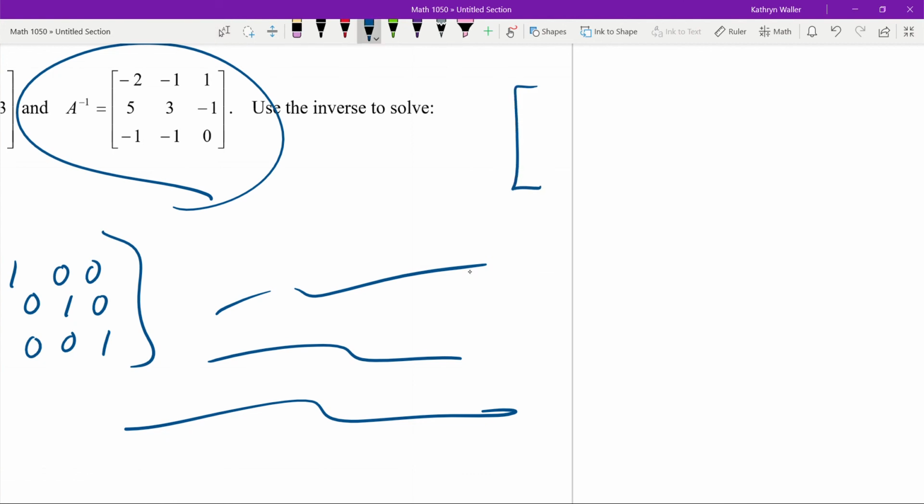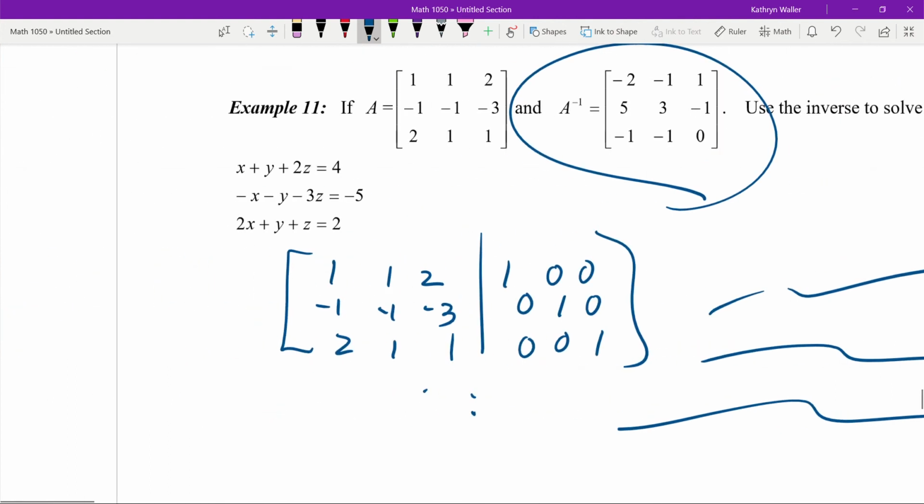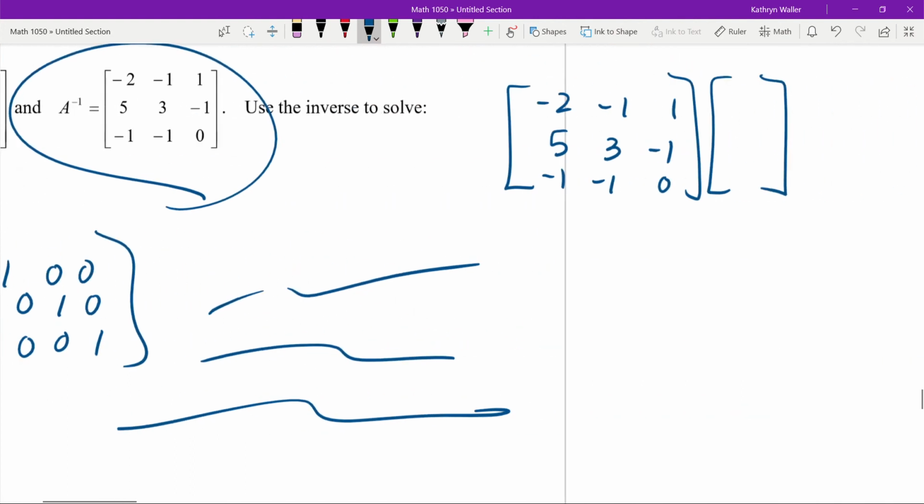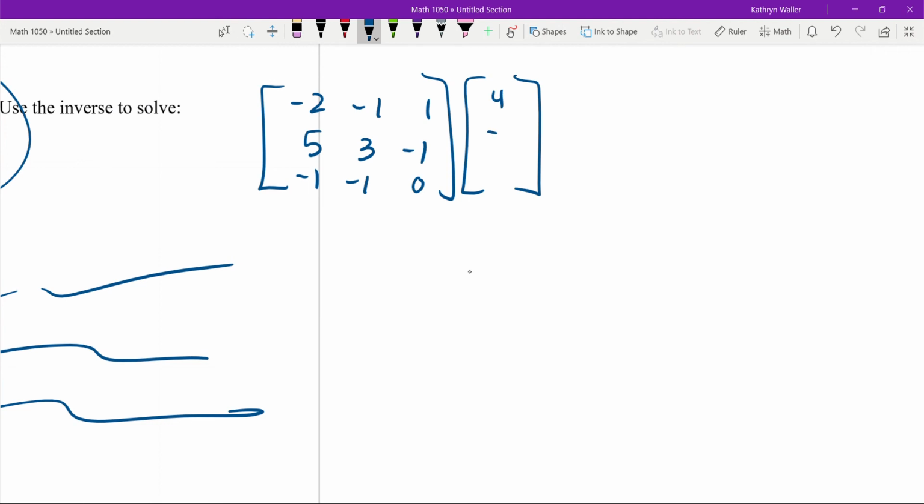Write down the inverse. Right next to it, write matrix B, which is the right-hand side: 4, negative 5, 2. And multiply. Your answer is going to be a 3 by 1.